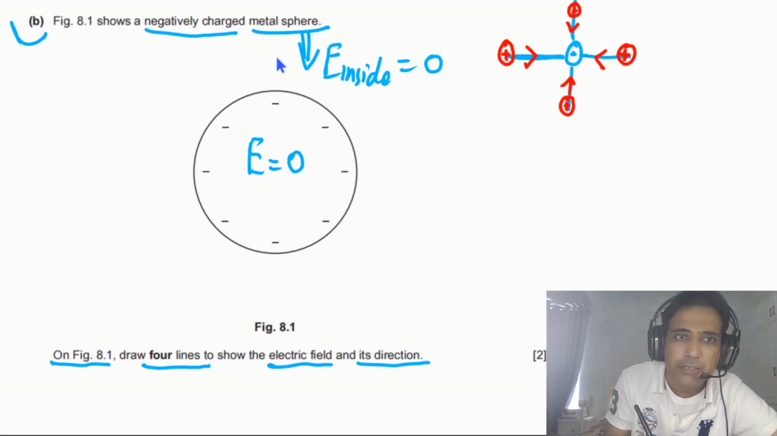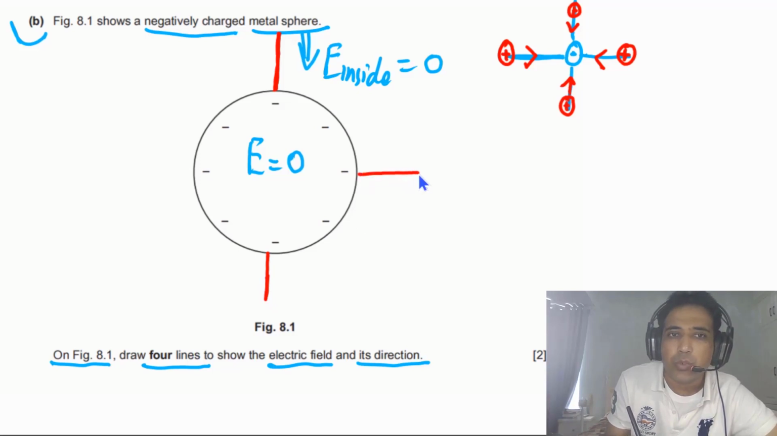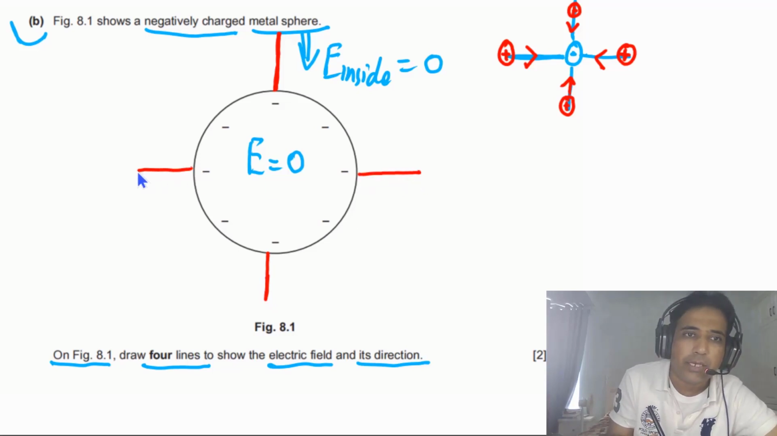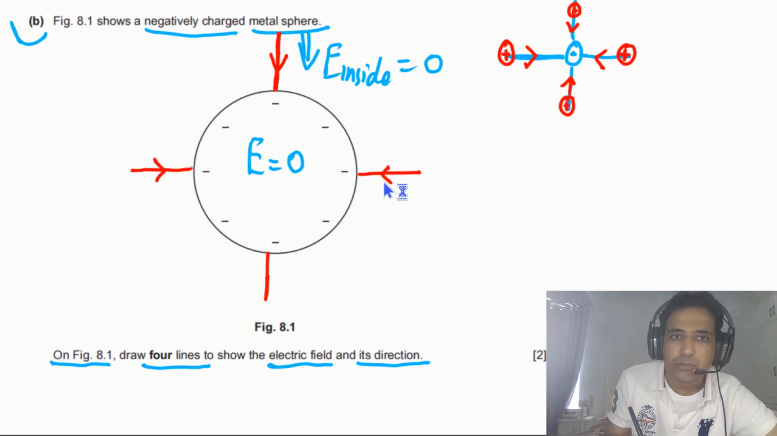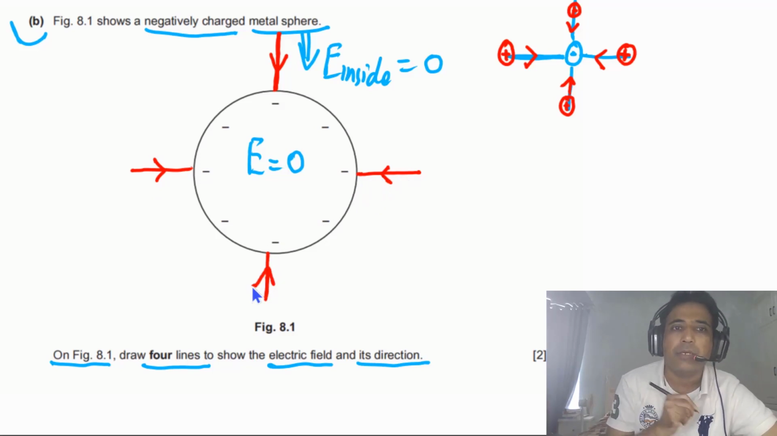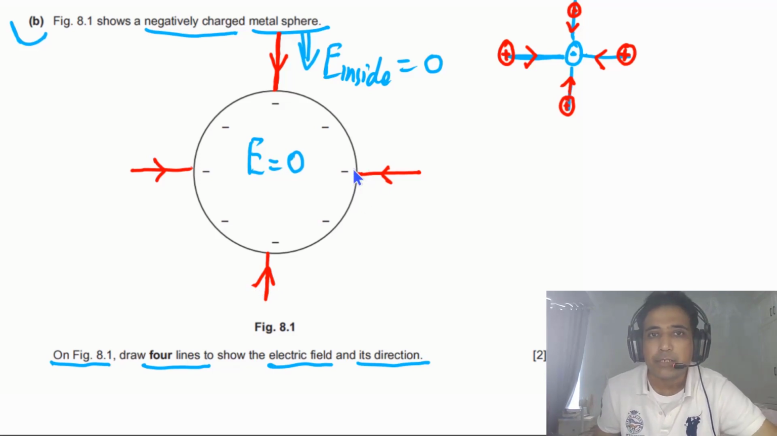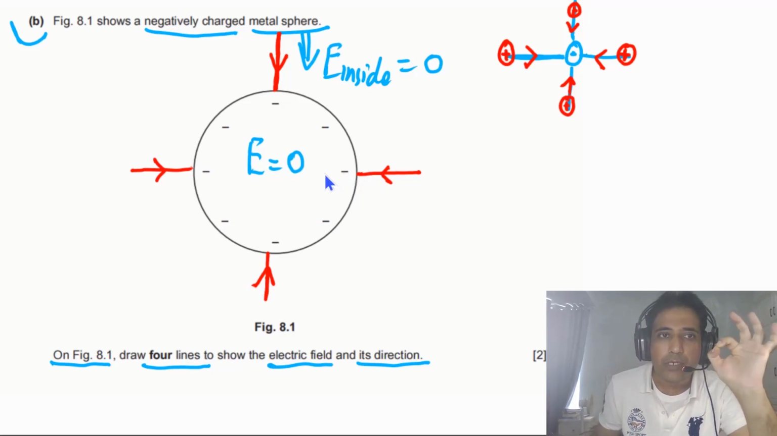So if we understand these things, we can draw the 4 lines here. We can draw one line here, one line here, they have to be equally distributed, one line here and one line here, and direction has to be towards the sphere. You can draw these lines, they have to touch the sphere. So this is how you can draw electric field lines for a negatively charged metal sphere.